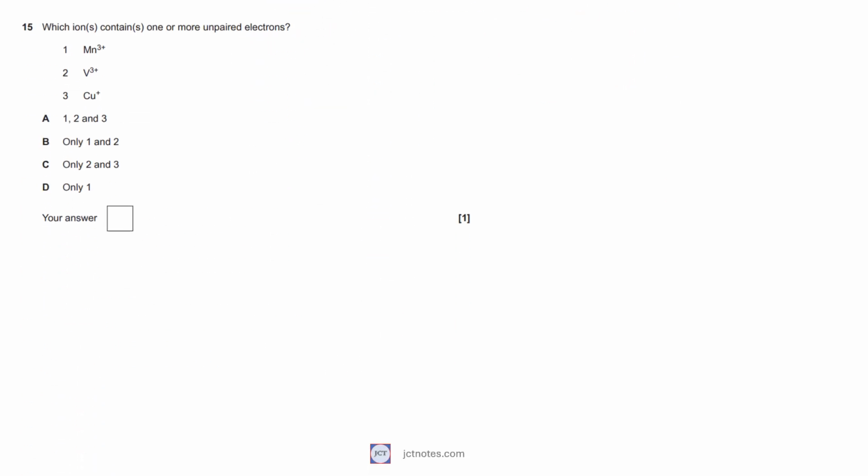In question 15, we are asked which ion or ions contain one or more unpaired electrons: manganese 3+, vanadium 3+, and copper+. All these are metals from the first series of the transition metals. The valence electrons are from the orbitals 3d and 4s. When these metals are ionized, they tend to lose first the electrons in the orbital 4s before the orbitals 3d, that is the reason that I put the orbital 4s at the end.